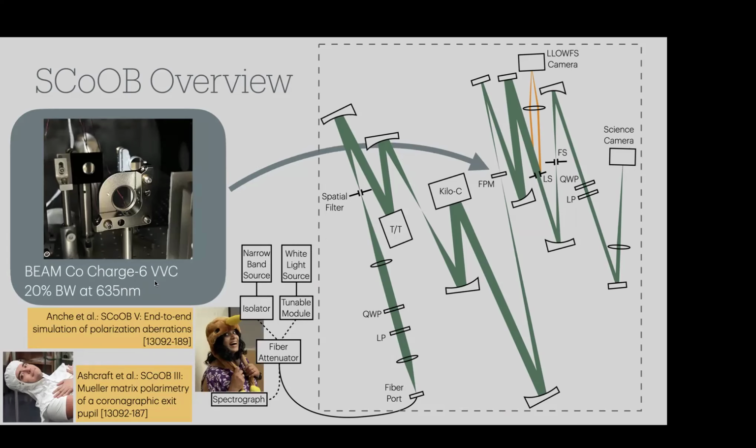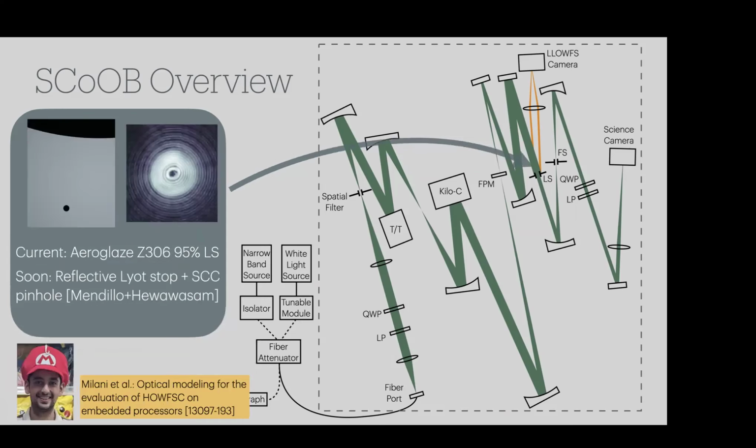Our focal plane mask at the moment is a Beamco charge 6 vector vortex coronagraph, nominally spec'd to a 20% bandpass centered at 630 or 635 nanometers. And then a reflective Lyot stop. So this was produced by UMass Lowell. And actually, I think this is the one that's in the system at the moment, which was just installed again last week. So that sends the reflected light off to our LOWFS camera.